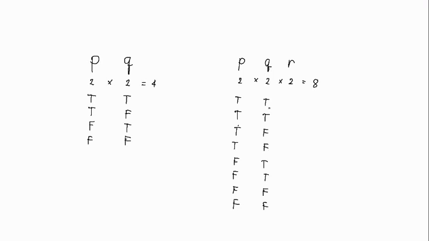And for the last column, we simply write down true and false alternately. True, false, true, and false. So doing it in this manner, we are guaranteed that we are not leaving anything out. So we are listing all possible combinations.